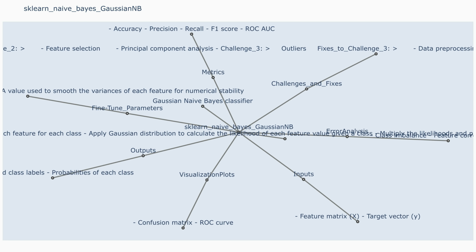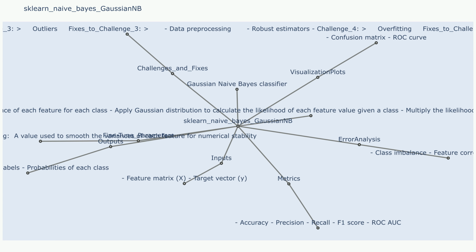sklearn, naive Bayes, Gaussian NB. Description. Gaussian naive Bayes is a probabilistic classifier that assumes features are independently normally distributed. It's a simple yet effective model for classification tasks, particularly when dealing with continuous features.